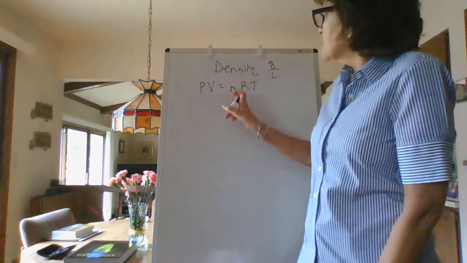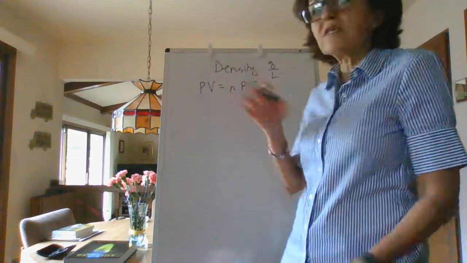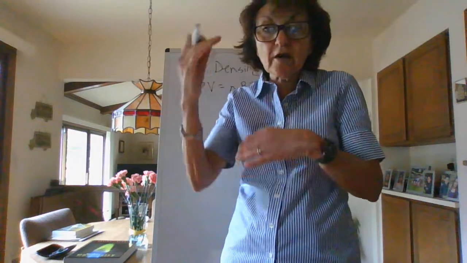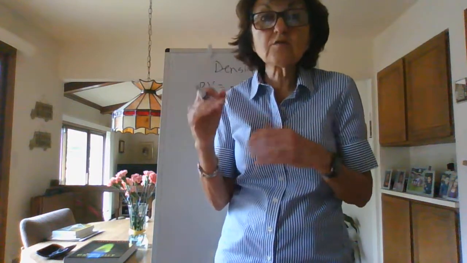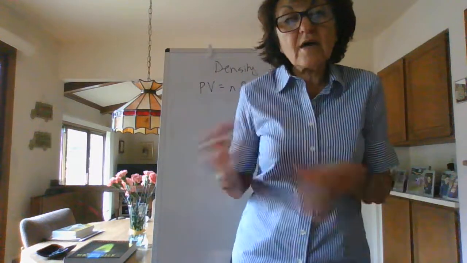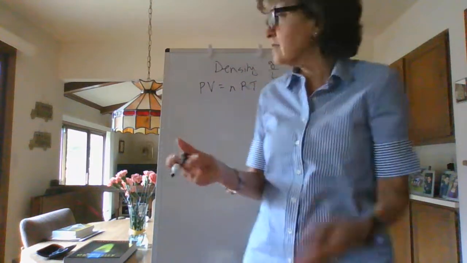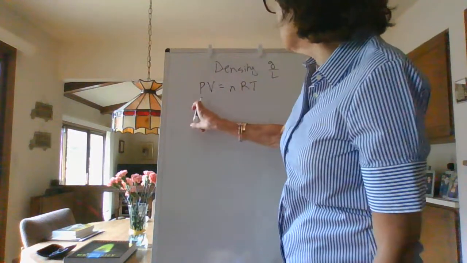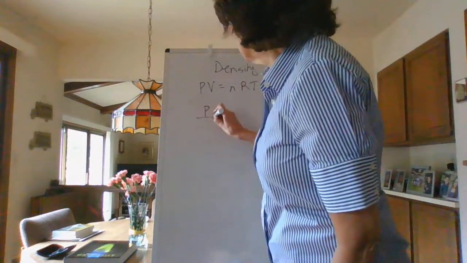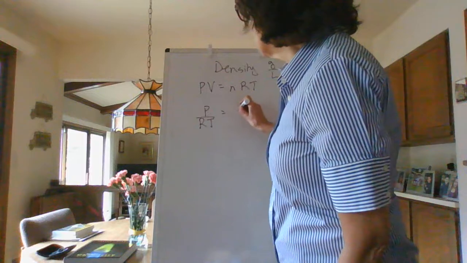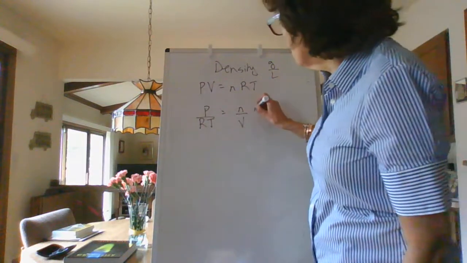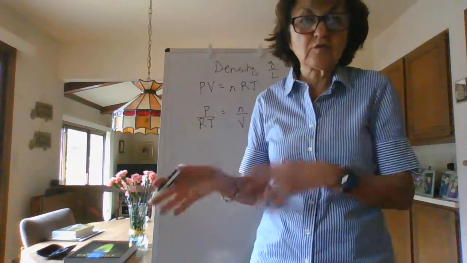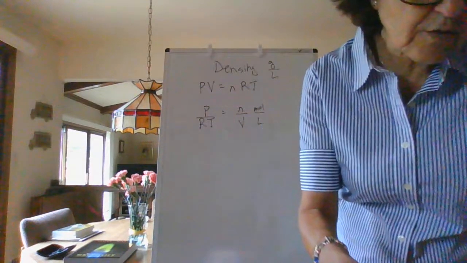Okay, but there's no grams here, there's moles. So our goal is to get moles over liter on one side and everything else on the other side. And once you've got your moles over liter on one side, you can then use molar mass to convert moles to grams. And then you'd end up with grams per liter, which is density. Okay, so how do we do that? We manipulate the equation. We bring this down here and these guys over here. So P over RT is equal to N over V. That will give you moles per liter, which is halfway to getting density, which all we have to do is then use molar mass.